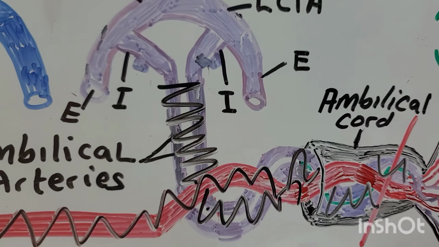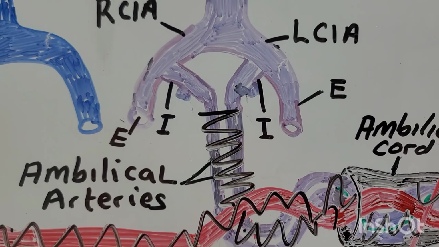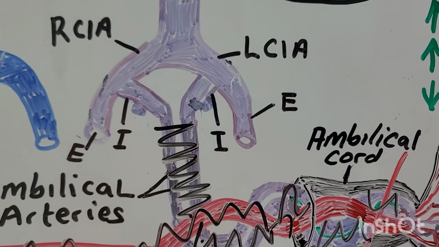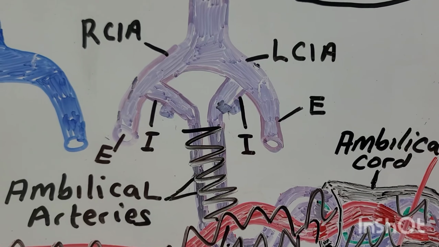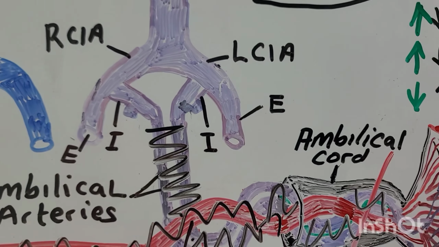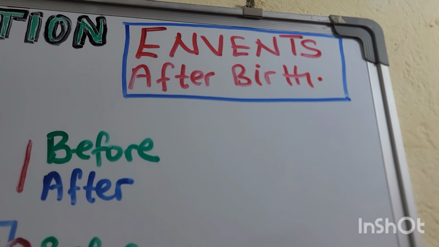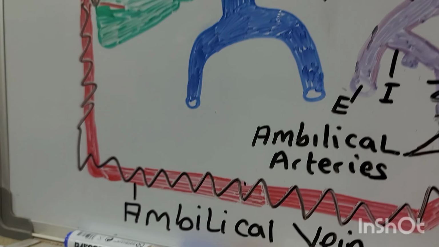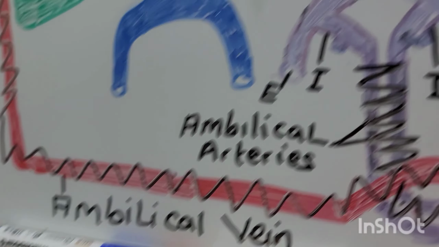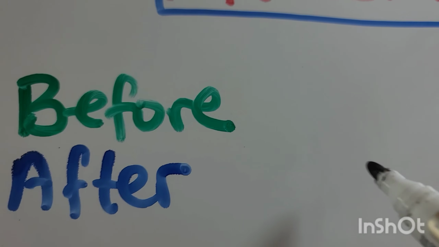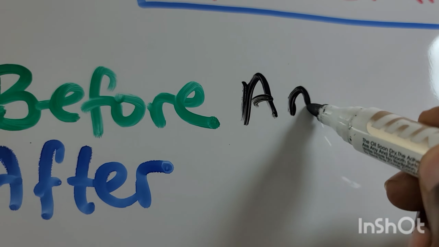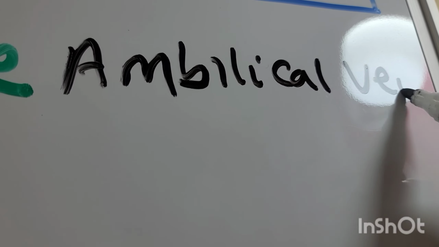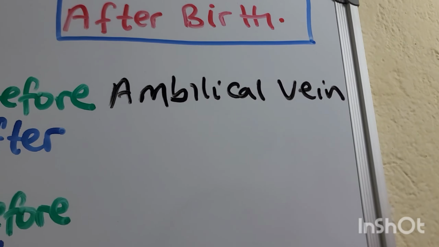Now, the question is, these umbilical arteries after birth, what do they turn into? Okay, that's what you're going to be looking at. What structures are all these going to turn into after birth? So now you're going to be looking at the events that happen after birth. Okay, so now we're going to start with this beautiful vein which we call the umbilical vein. Now I want to see this umbilical vein after birth.